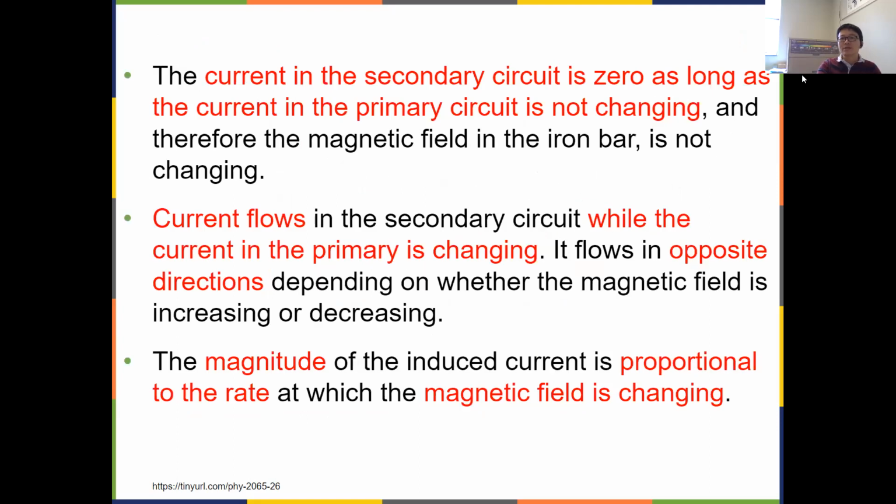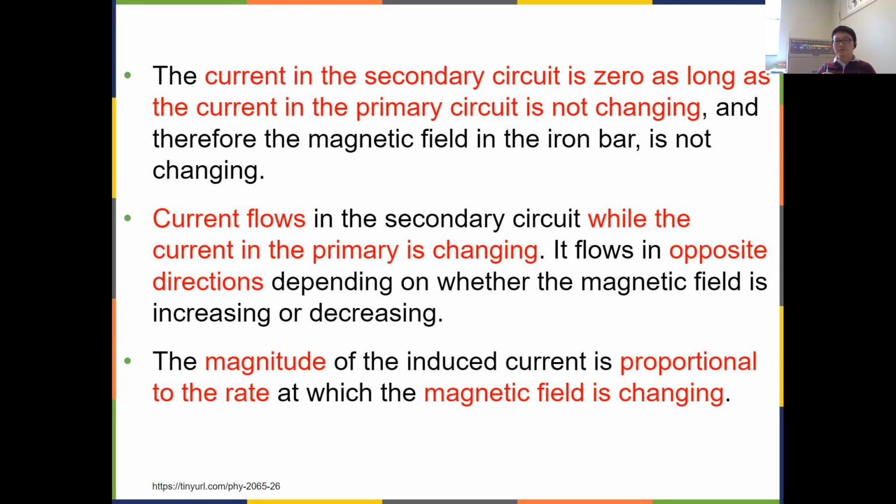So the conclusions are as follows. First, the current in the secondary coil is essentially zero as long as the current in the primary is not changing, and therefore the magnetic field in the iron bar is not changing. The current flows in the secondary circuit when the current in the primary is changing. It flows in opposite directions depending on whether the magnetic field is increasing or decreasing. If it's increasing, the current goes in one direction; if it's decreasing, the current goes in the other direction. The magnitude of the induced current is proportional to the rate at which the magnetic field is changing.